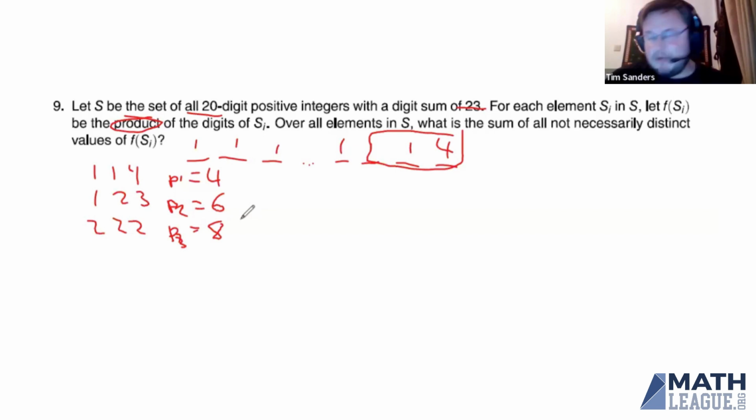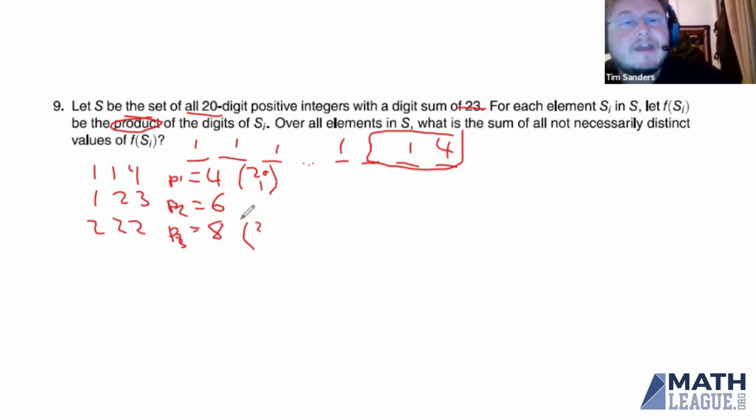But let me actually put it in combinations notation so we can be consistent here. The number of these is going to be 20 choose 1, right? Which is 20. There's 20 spaces for the 4. The bottom one, I've got 20 spaces, and I have to choose 3 of them to be 2s. So that's 20 choose 3.